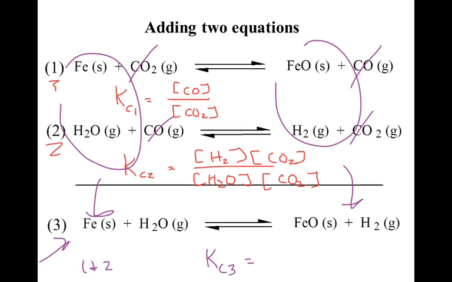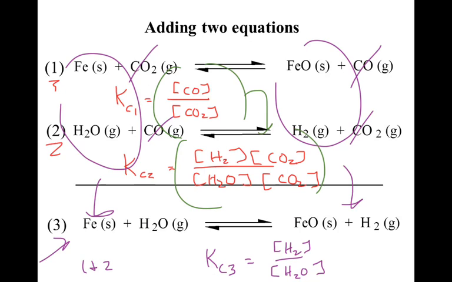Solids don't appear, so my iron 2 oxide is not there. So it's looking like this. The molar concentration of H2 in the top. In the bottom, iron doesn't appear, molar concentration of H2O. I'm going to prove to you, actually the proof is right here. Do you see where if I take this quantity times this quantity, I get the third quantity?